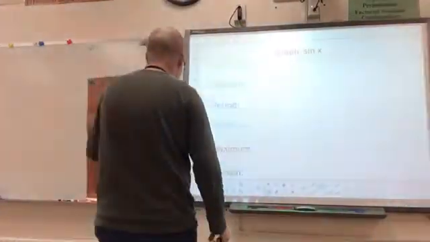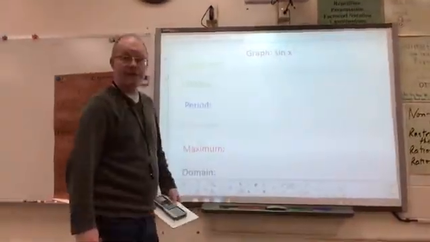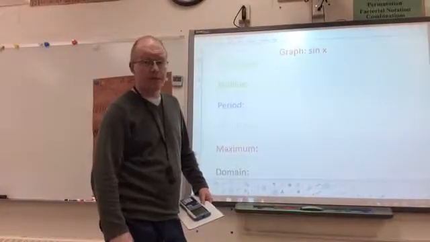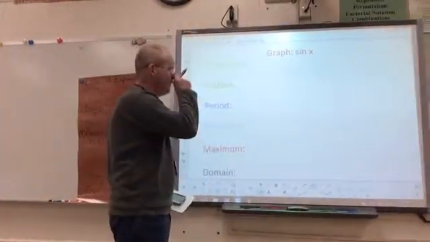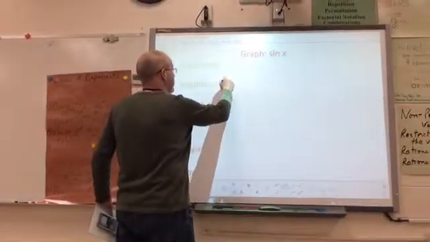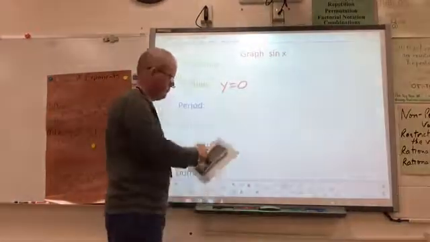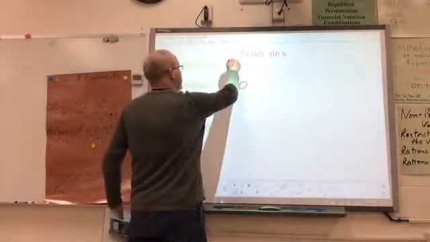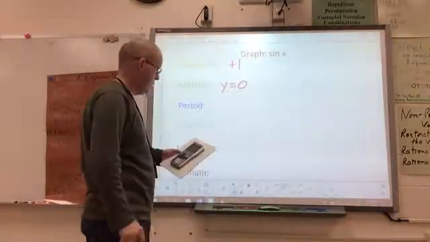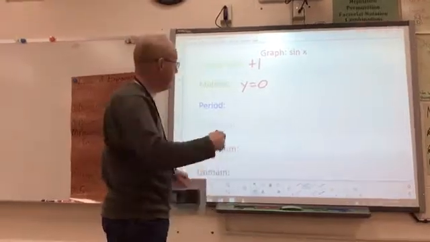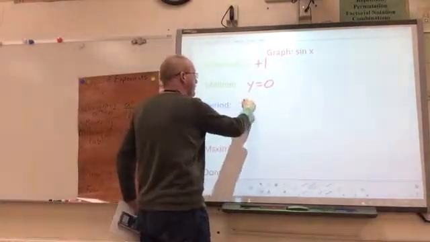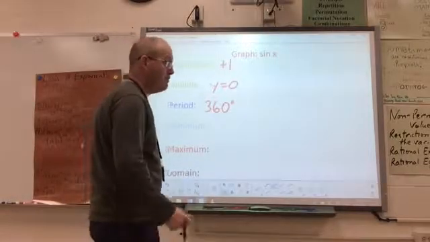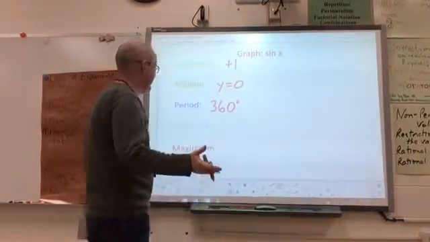So, what can you say about the amplitude there? How high does it go? Well, that's kind of a bad question. The better question is, where's the midline? Well, the midline is right where y equals 0. Right down the middle. Now, what's the amplitude? 1. What's the period? How often does it repeat? Every 360 degrees.